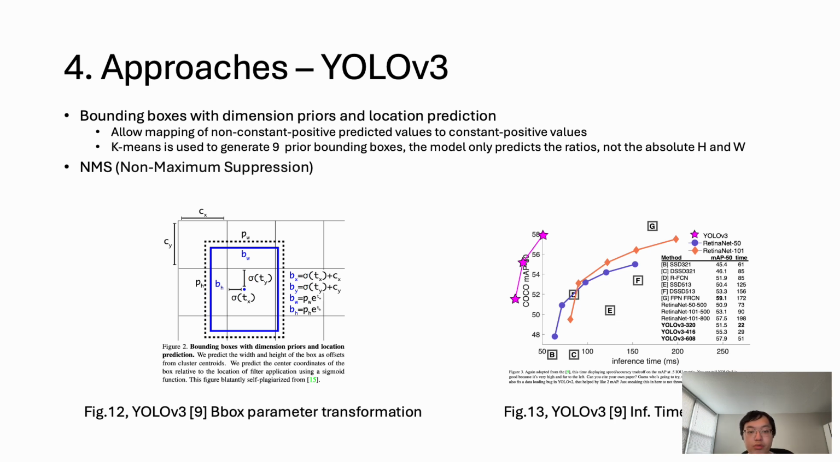They use dimension priors and location prediction, allowing mapping of non-constant positive predicted values to constant positive values. And the k-means algorithm is used to generate 9 prior bounding boxes. The model only predicts the ratios, not the absolute height and width. And finally, non-maximum suppression, i.e. the NMS, is used to filter the bounding boxes to get the final result. On the right side, we can see a graph demonstrating the advancement of YOLO v3.